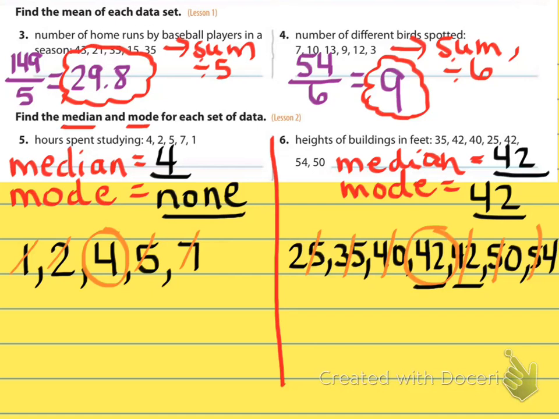For number 4, there are 6 numbers. Adding them up, I get a sum of 54. Dividing by 6 numbers, I get an answer of 9.